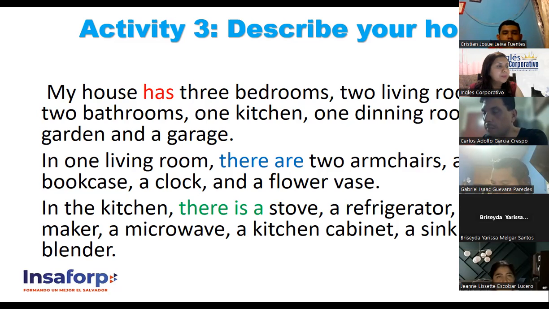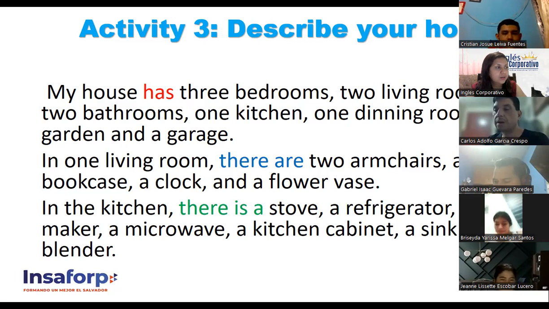And remember, guys, the meaning of there is. Do you remember the meaning of there is? And there are? I'm writing them in the chat, right? There is and there are.